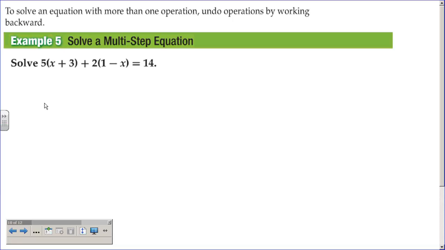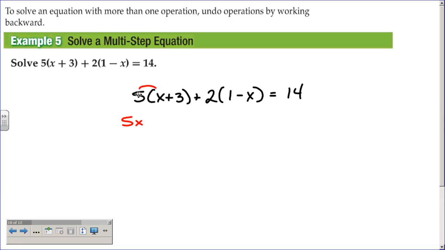This will involve a two-step equation, or multi-step equations. Basically, we're doing the same thing on this side that we did in yesterday's lesson. 5x plus 3 plus 2 times 1 minus x equals 14. Okay, step 1, I want to simplify this side just like we did in the previous lesson. That would be 5x, multiplying using the distributive property. That would be plus 15.